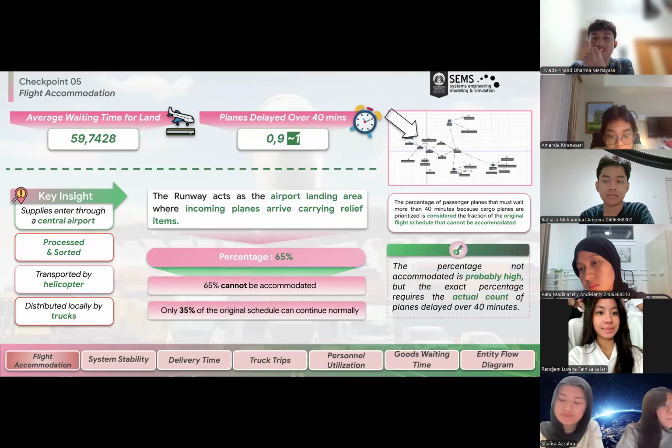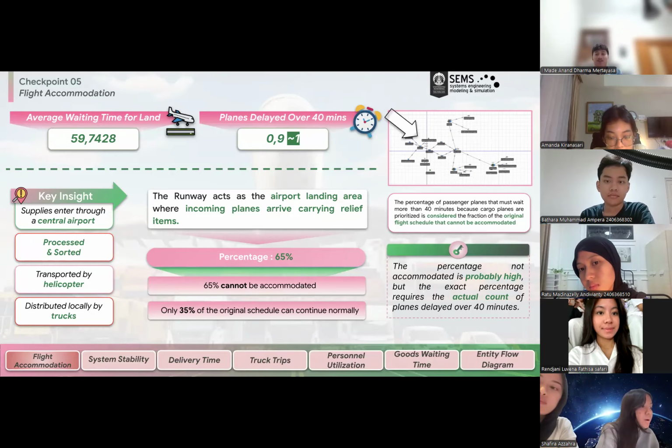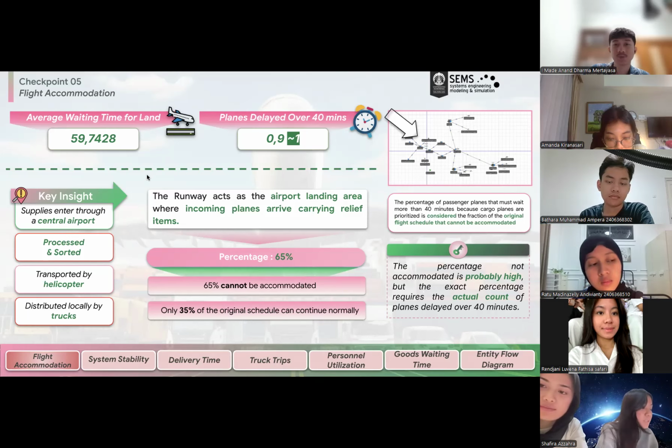This slide evaluates airport capacity after prioritizing cargo flights. Passenger planes experience significant delays with an average landing delay of about 60 minutes. Around 65% of the original passenger schedule cannot be accommodated, showing the trade-off between humanitarian logistics and passenger operations.